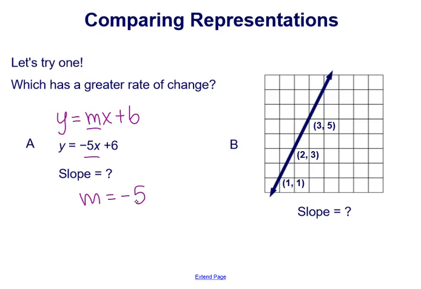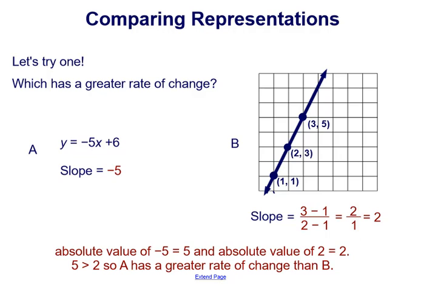Now the graph, we have two options to find the slope. We can either count the rise over run between points on the line, or we can pick 2 points on the line and use the slope formula. Because we have 3 very distinct points on the line, I'm going to use the rise over run method. I'm counting from point to point that they move up 2, right 1, up 2, right 1. So our slope is +2 over 1, which equals 2. So now let's compare the two slopes.